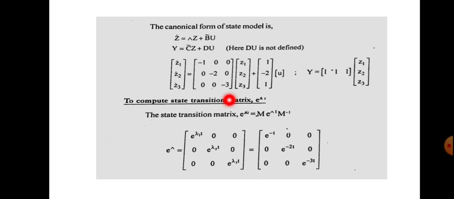Next in the question you have to find out the state transition matrix. The state transition matrix for the canonical form is e raised to At, which will be equal to M into e raised to Gamma t, that is the Gramian matrix, into M inverse. M and M inverse you know. E raised to Gamma t is obtained by the matrix with e raised to lambda 1 t, 0, 0, 0, e raised to lambda 2 t, 0, like that. And here lambda 1 is minus 1, lambda 2 is minus 2, lambda 3 is minus 3. So this is the matrix.